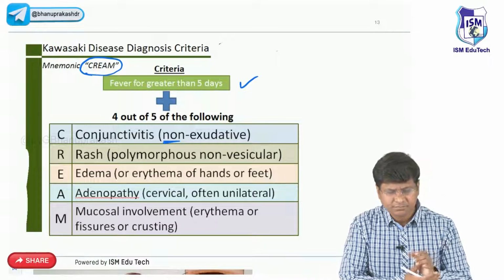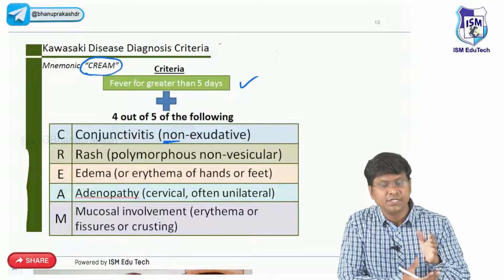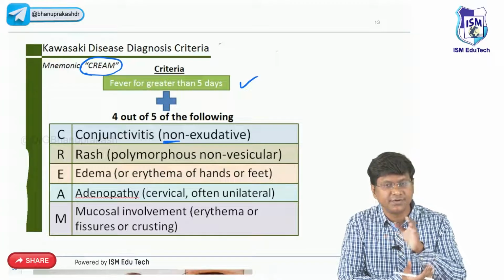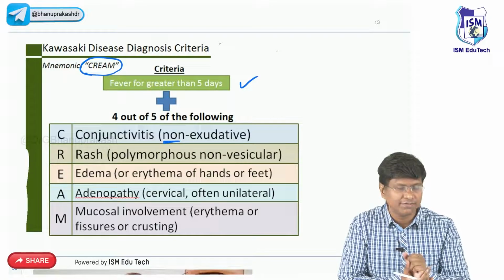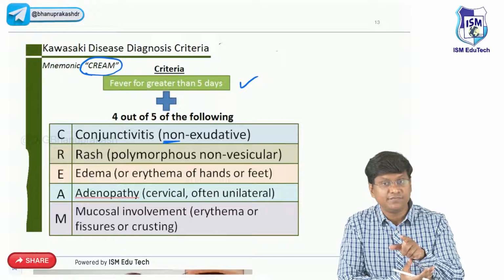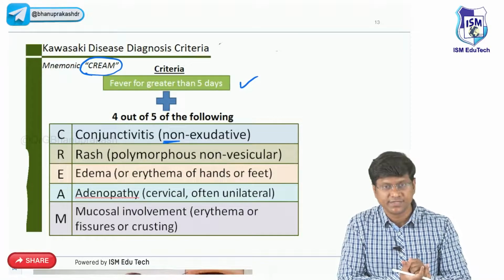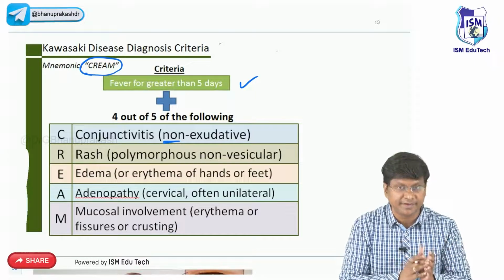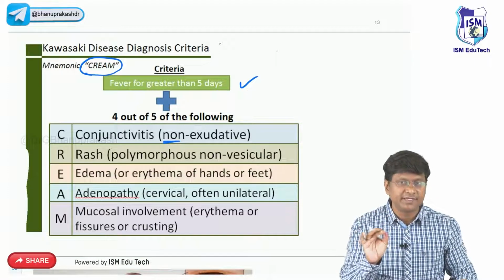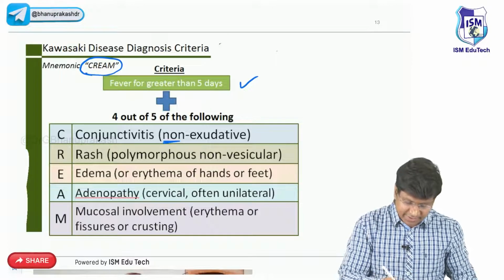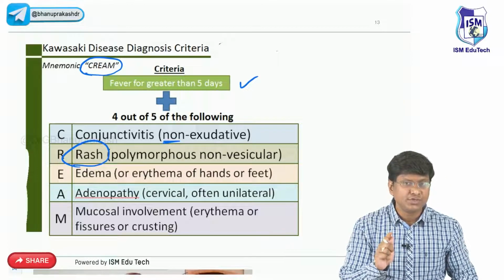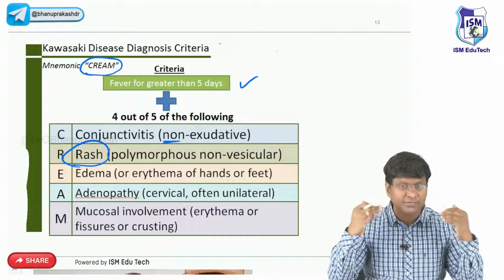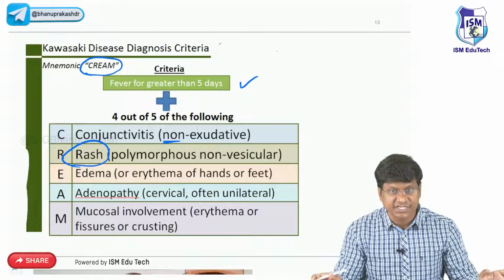In the recent past, a question has been asked: which among the following is not a feature of Kawasaki disease? There was a clinical scenario, and one of the options was exudative conjunctivitis. If you remember only conjunctivitis, there is a high chance you may land in a trap. So remember it clearly as non-exudative conjunctivitis. Then the rash is not a monomorphic rash, it is a polymorphous rash. That means the rash is present in various parts of the body and in variable shapes as well.